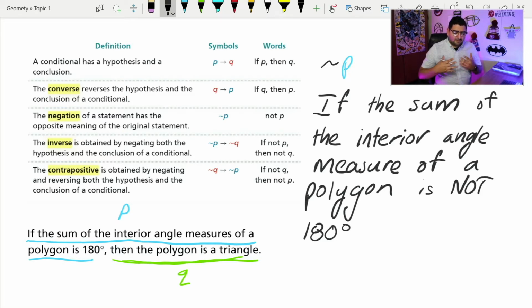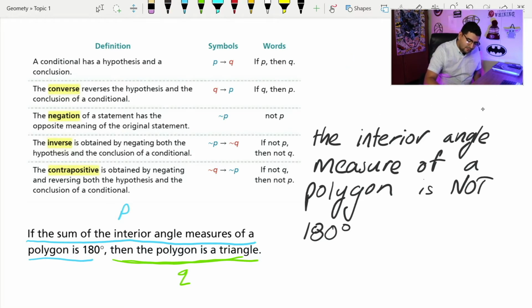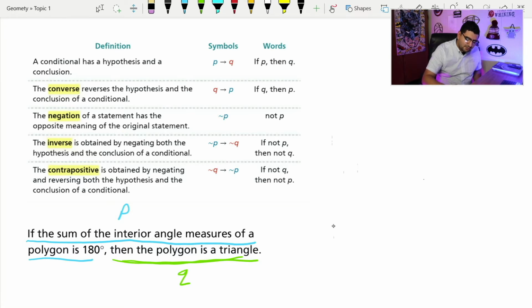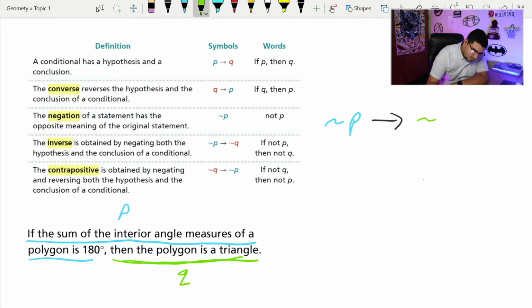Now that we've covered these two, the converse is switching it. The inverse is saying the opposite of what the original said. What the inverse does is negate both your hypothesis and your conclusion. So instead of our original P, the way we would write this, it would say the negation of P to the negation of Q. So the opposite of P to the opposite of Q. The inverse of this conditional would look like this.